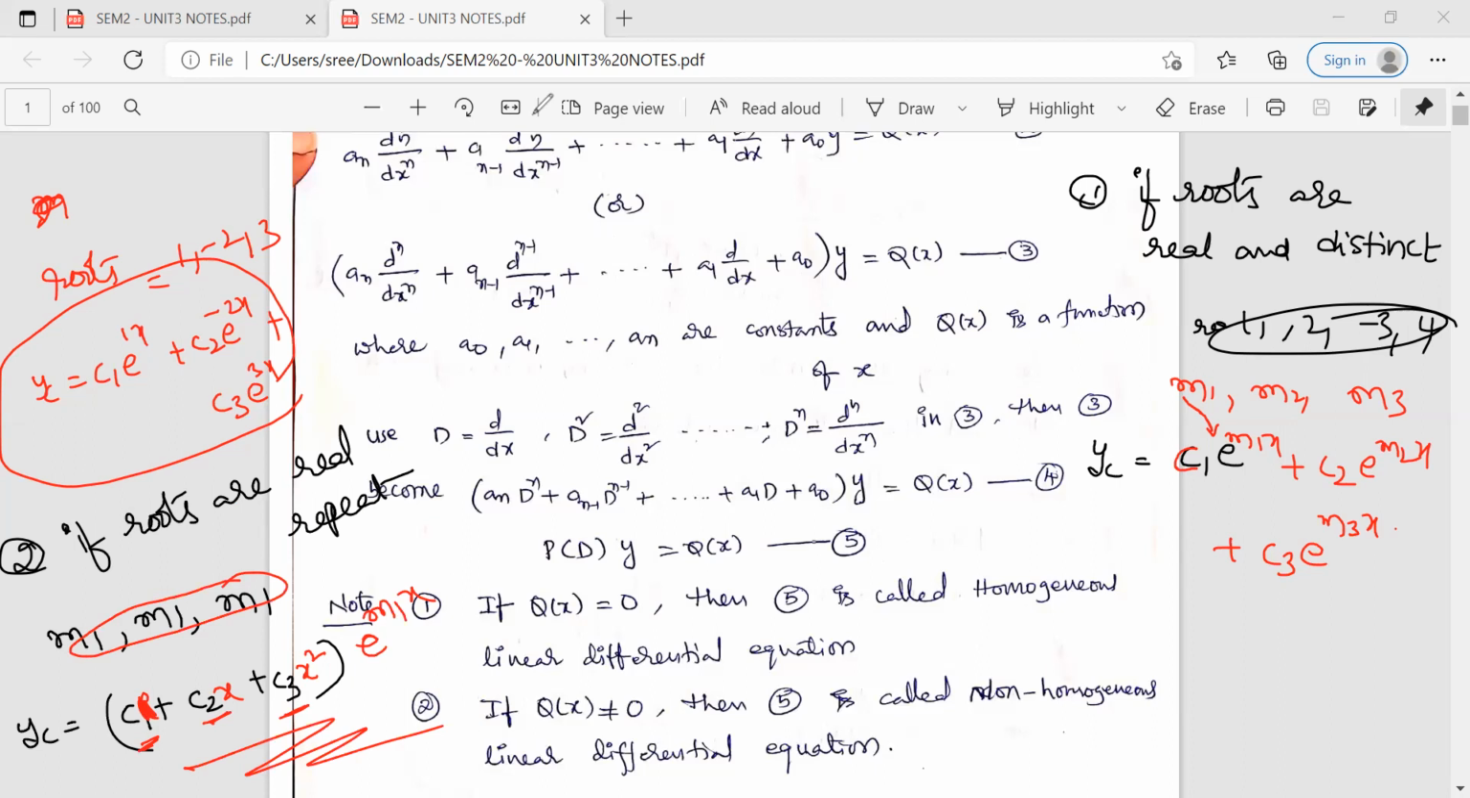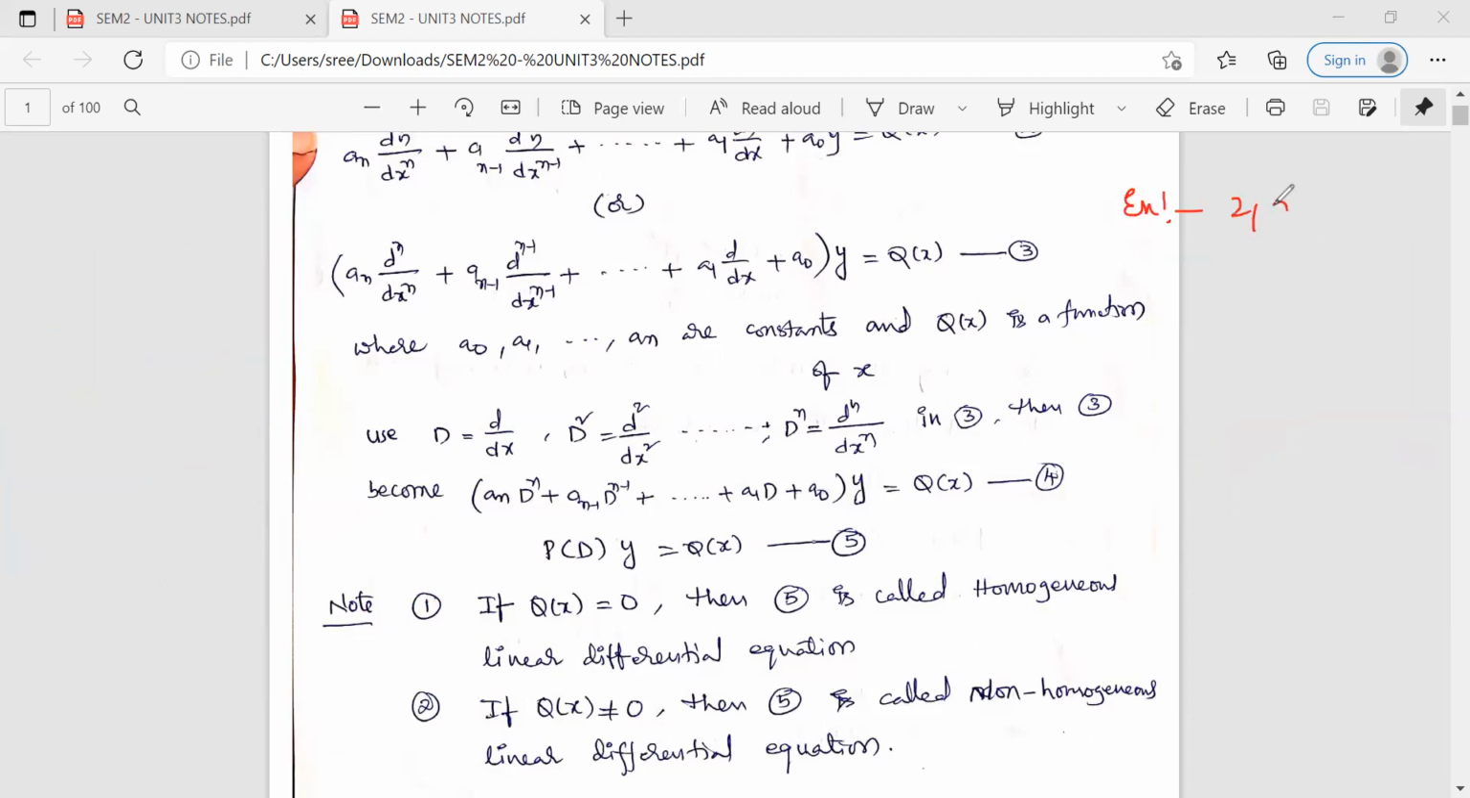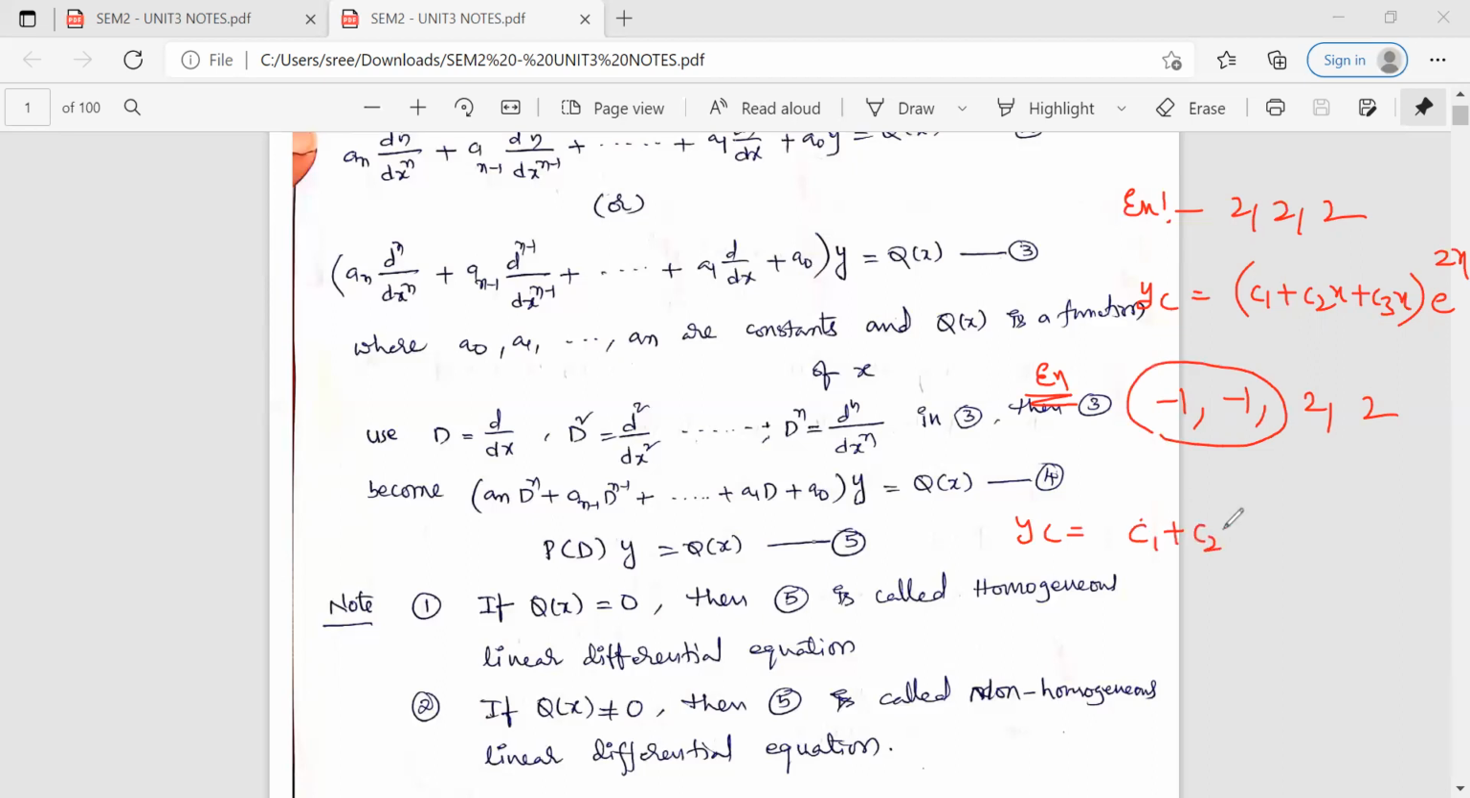Example, if roots are 2, 2, 2, then what is YC? C1 plus C2x plus C3x square into e power 2x. Another example, if roots are -1, -1, 2, 2, then what is YC? How many times is -1 repeated? 2 times. So we write C1 plus C2x, into e power -x. That's it. Now I am going to write for these two roots, C3 plus C4x, and the root is 2, so I write e power 2x. Okay, clear?